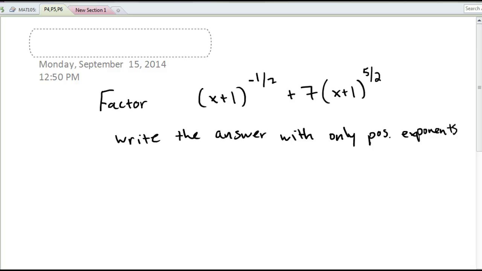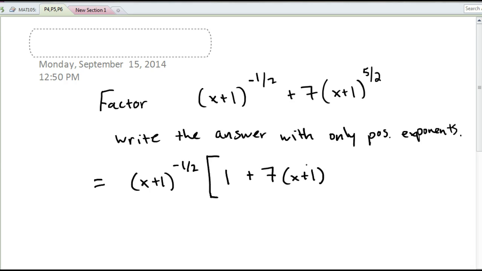So we have to use that rule that puts it on the bottom in case somehow our final factorization has some negative exponents. Okay, so we start by taking out the smallest power of the factor that we see. In this case, that's just going to be (x plus 1) to the negative 1/2. And then we got to figure out what's going on. So we're going to have 1 for the first factor, and then plus 7, and then (x plus 1) to some power. But we don't really know what the power is.